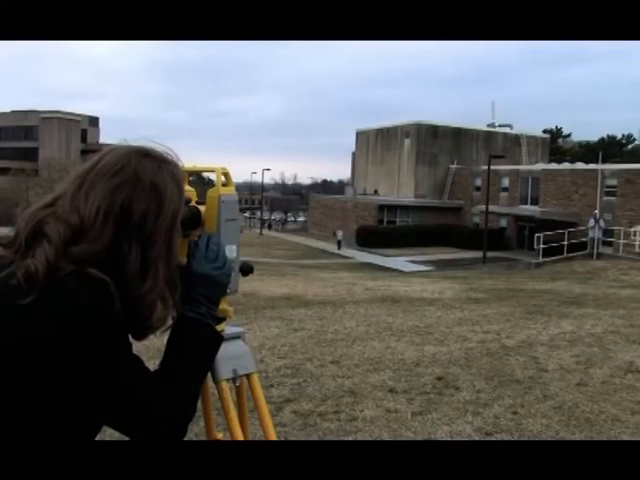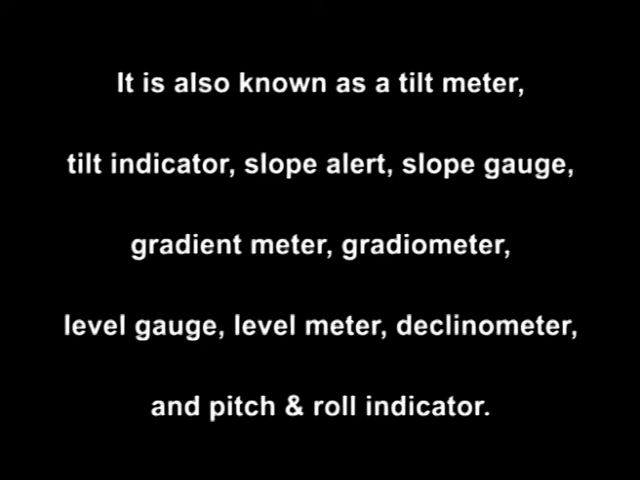respect to gravity. It is also known as a tilt meter or tilt indicator, slope alert, slope gauge, gradient meter, gradiometer, level gauge, level meter, declinometer and pitch and roll indicator. A clinometer measures both inclines, that is positive slopes as seen by an observer looking upwards, and declines, that is negative slopes as seen by an observer looking downwards, using 3 different units of measure: degree, percent and topo.